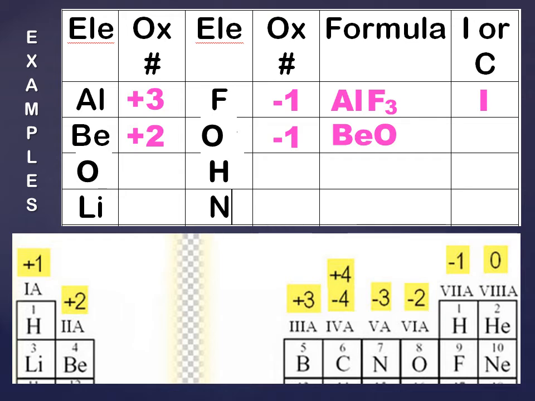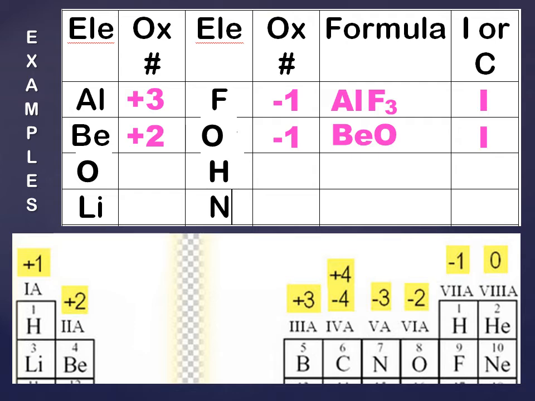Positive ion comes first. Now, these two have the exact same oxidation number. So, if you have the exact same oxidation number, you're going to reduce the charge. So it'll be like just reducing just like a fraction. Like if you had 2/2, you would reduce that to 1. So here it would be BeO. Okay.